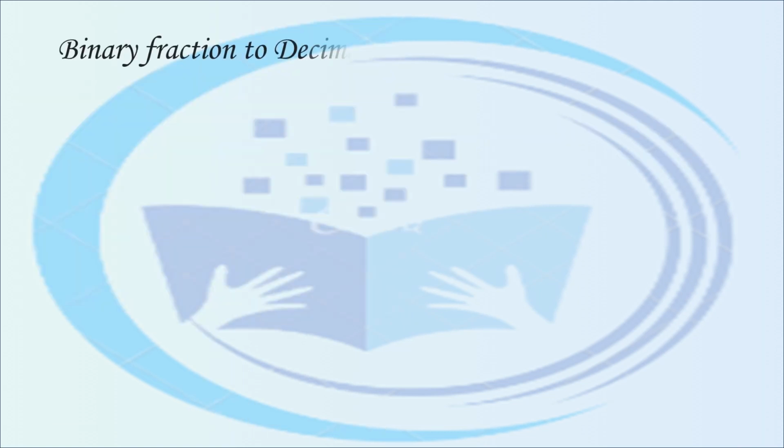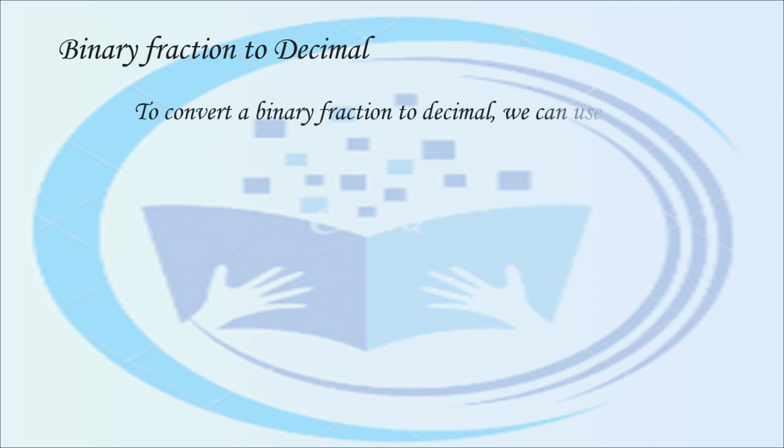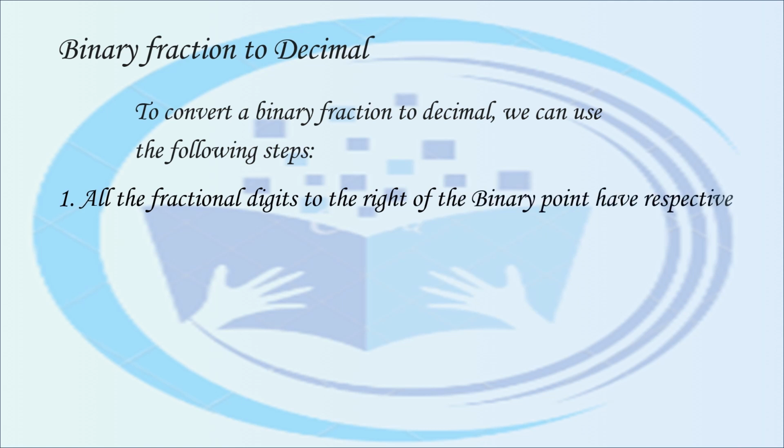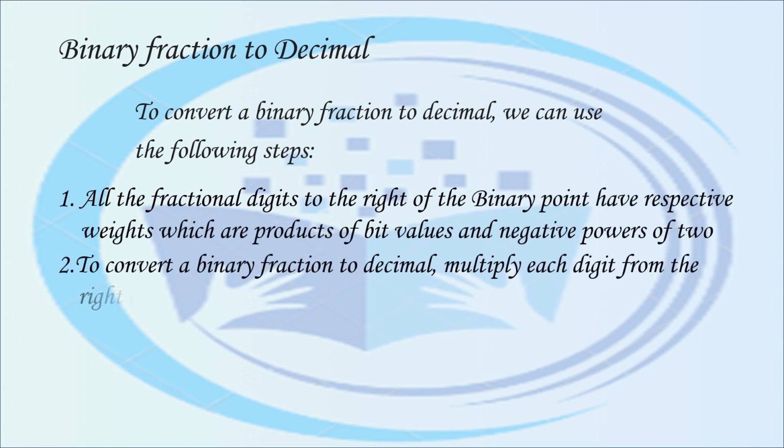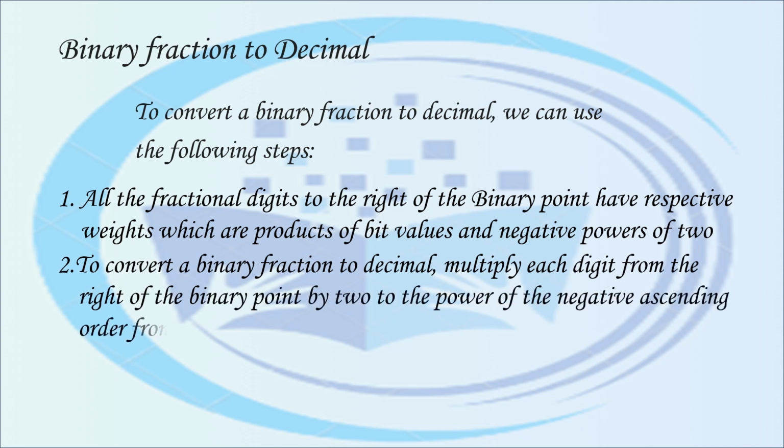Binary fraction to decimal. To convert a binary fraction to decimal, we can use the following steps. All the fractional digits to the right of the binary point have respective weights which are products of bit values and negative powers. To convert a binary fraction to decimal, multiply each digit to the right of the binary point by 2 to the power of the negative ascending order from left to right.